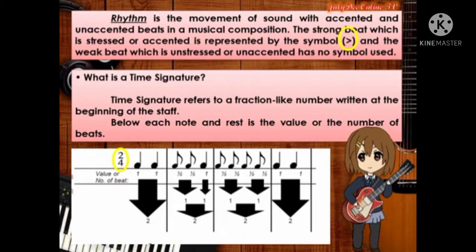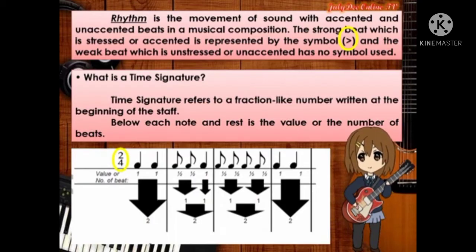In the first measure, we have 2 quarter notes. 1 plus 1 is equal to 2 beats. In the second measure, we have eighth notes. Eighth note receives 1 half beat. 1 half plus 1 half is equal to 1, plus a quarter note with 1 beat. 1 plus 1 is equal to 2 beats.